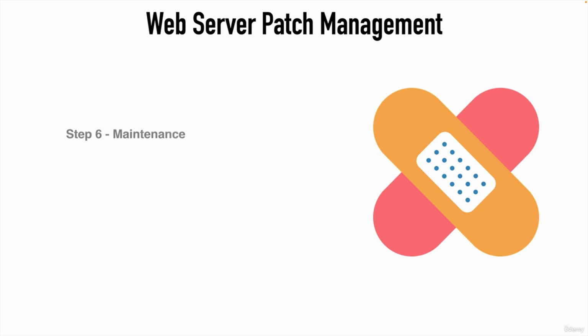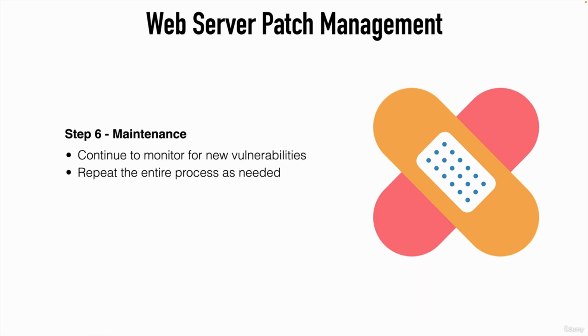And of course, this is a cyclical process. Step 6 is maintenance. This is where you move into the phase where you're watching for any new notifications regarding vulnerabilities so that you can once again perform the necessary patching. This is a cycle you should continue, and this outlines manual patch deployment methods.